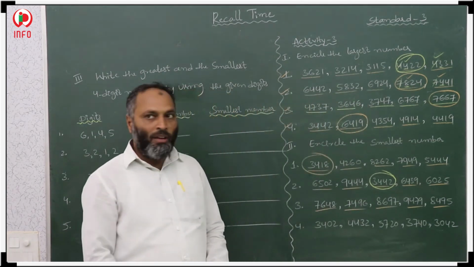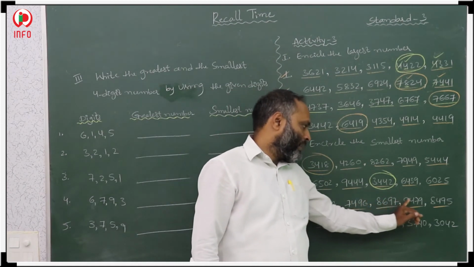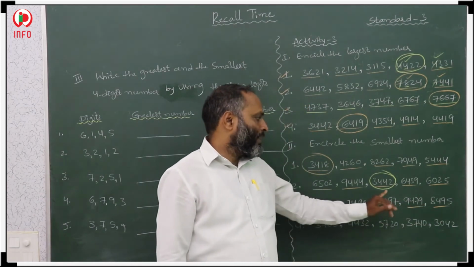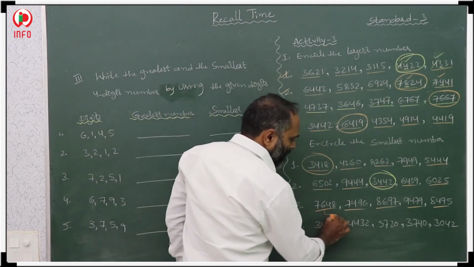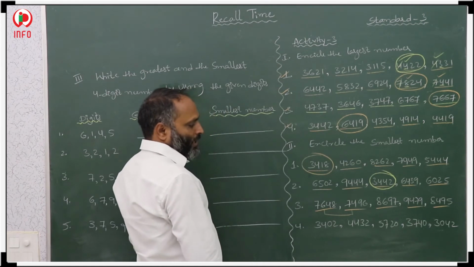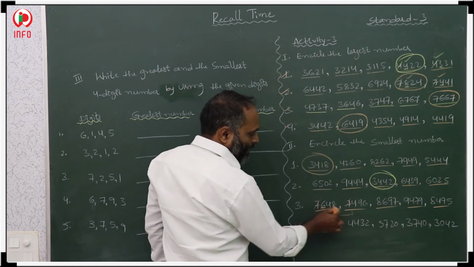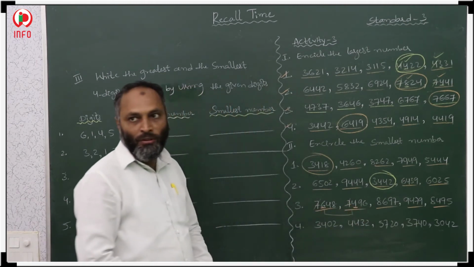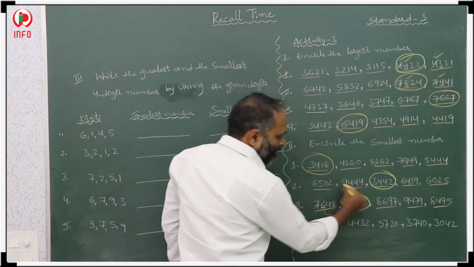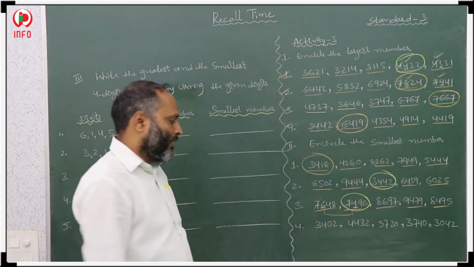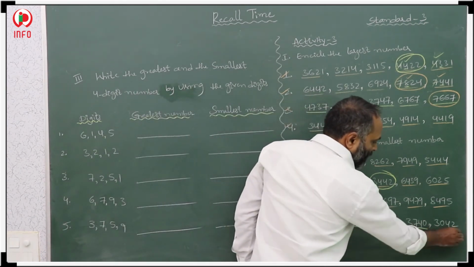Then in the third, 1, 2, 3, 4, 5. In these five again we have to tally the digits from left to right. 7, 7, 8, 9, 8. 7, 7 is smaller. Two such numbers are there. In these two, again we have to check which one is smaller. 7, 7 are equal. Here 6 is there and here 4 is there. 6 and 4, 4 is the least. So we circle this, the least.